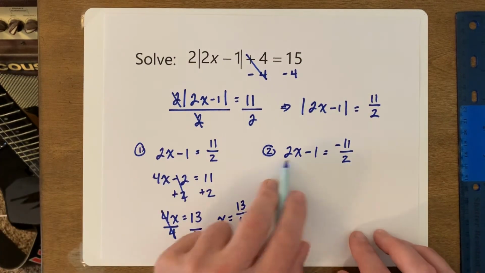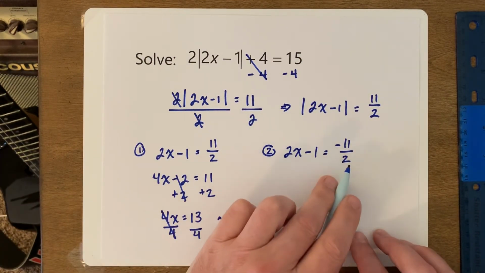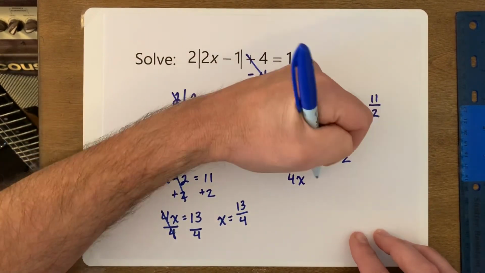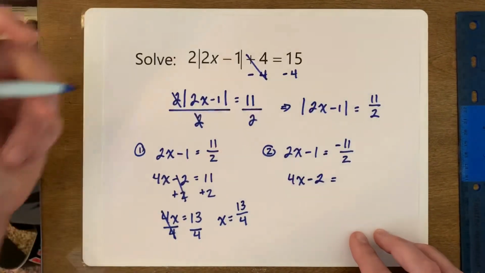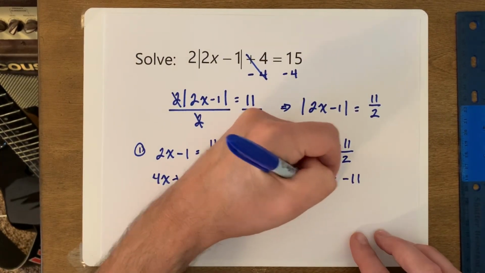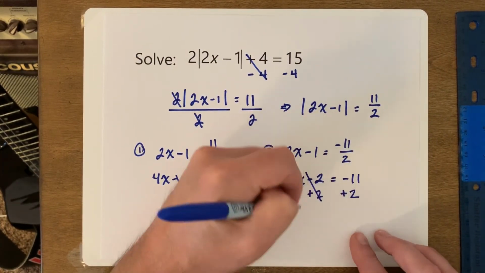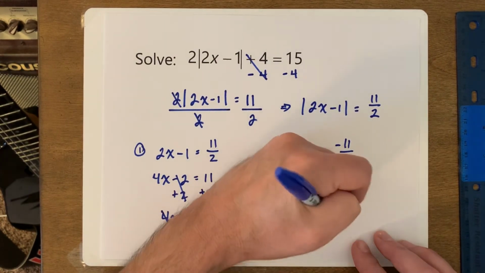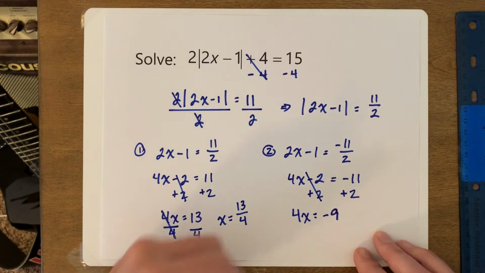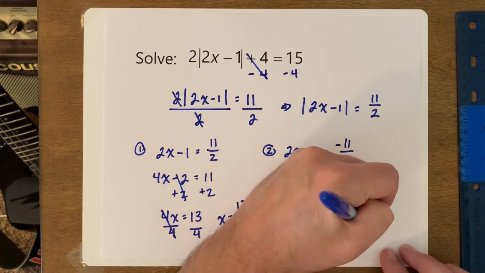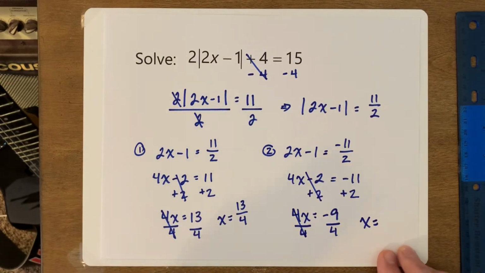I'm going to do the same thing over here. Multiply everything by 2 because that's the denominator. So I get 4x minus 2 equals negative 11 this time. Add 2 to both sides. Bring down my 4x. Negative 11 plus 2 would be negative 9. Divide by 4. And I get for this one, x equals negative 9/4.